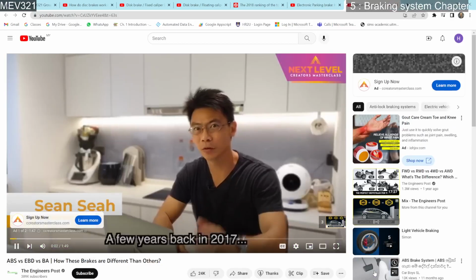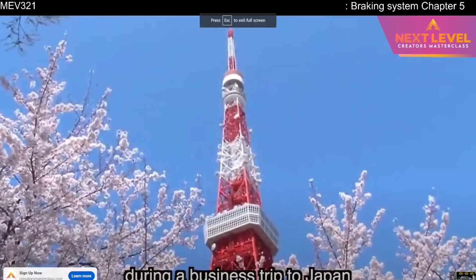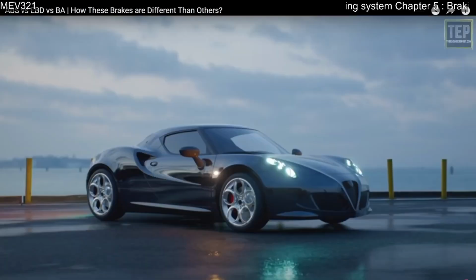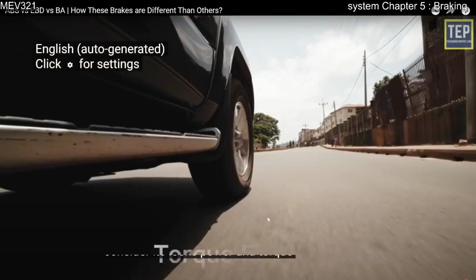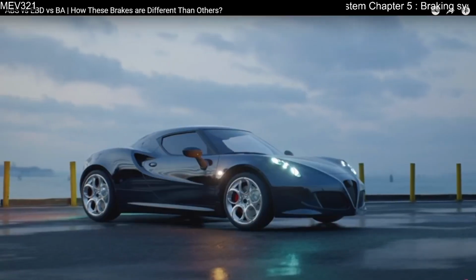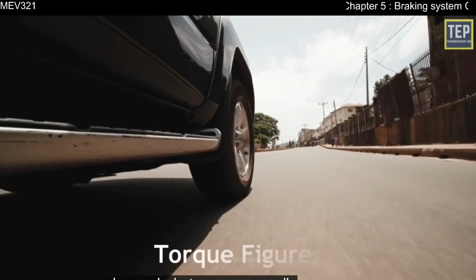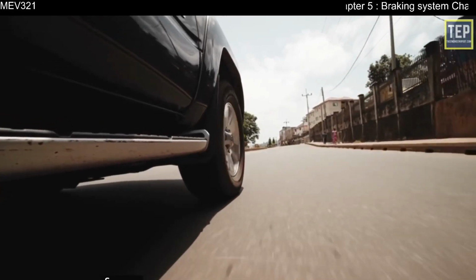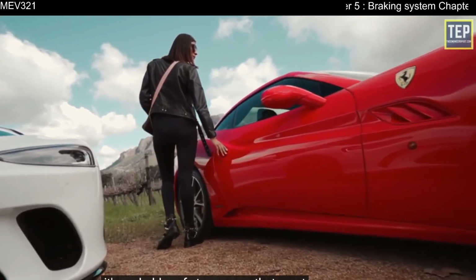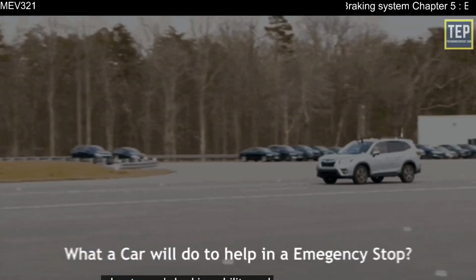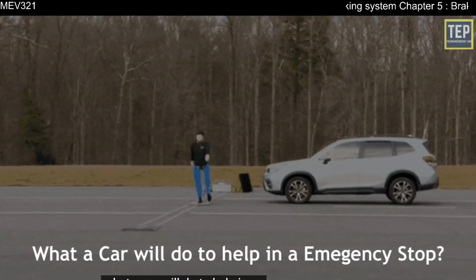A few years back in 2017, during a business trip to Japan, I had a chance to have... Starting with ABS. When you look at a car, you generally consider its looks, power, and torque figures. It's probably safe to assume that most of us spend very little time thinking about a car's braking ability, and undoubtedly many of us barely considered what a car will do to help in an emergency stop.